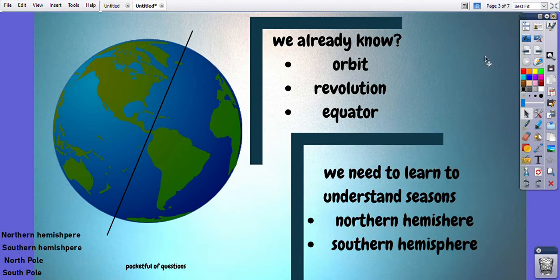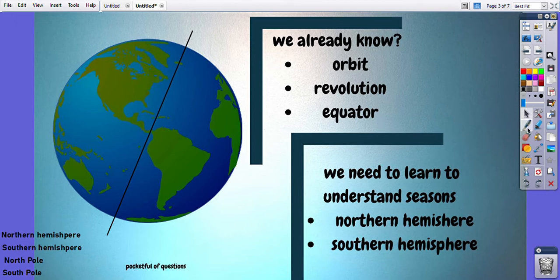We need to know a few more things to understand seasons. We already discussed orbit, revolution and equator. Orbit is the elliptical path of Earth around the Sun. Revolution is the movement of Earth around the Sun on a fixed orbit. And equator is an imaginary line that goes all the way around the middle of the Earth.